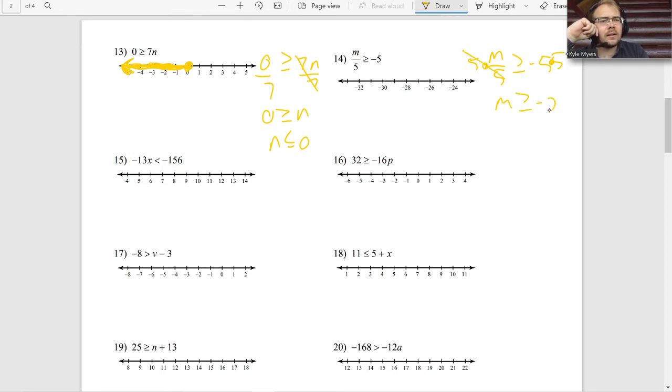Alright, so this is negative 25, and then negative 25 is right here, and we go to the right.